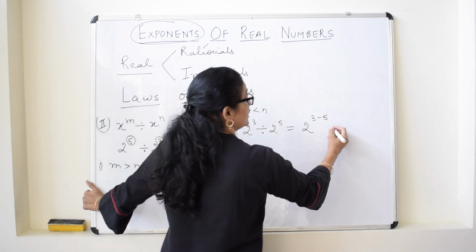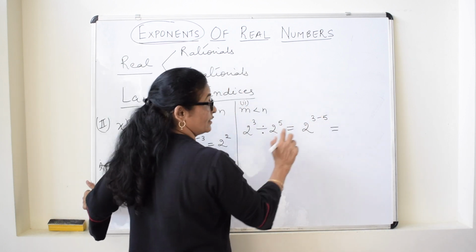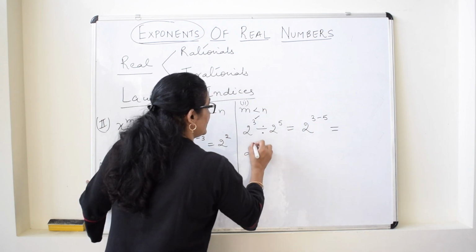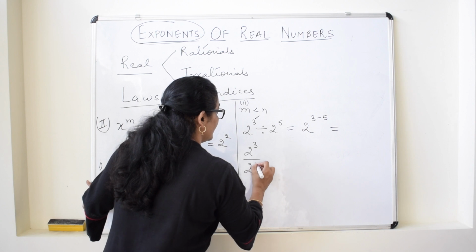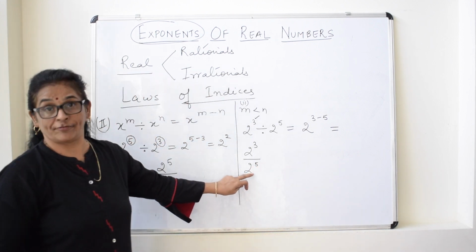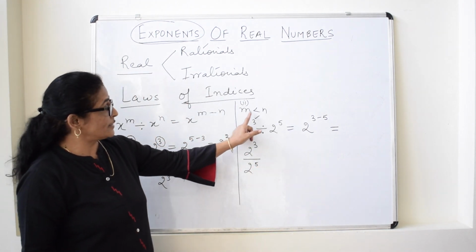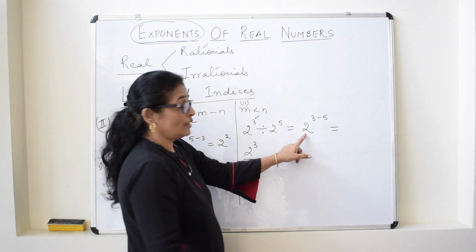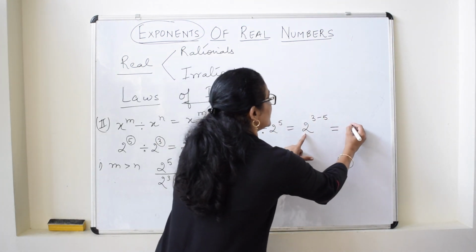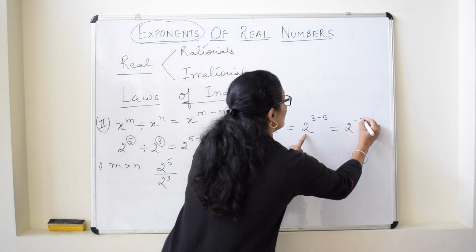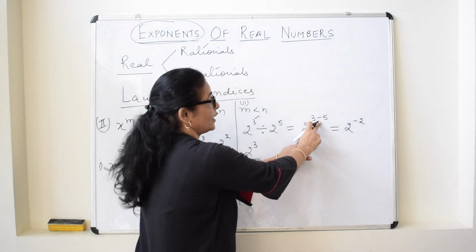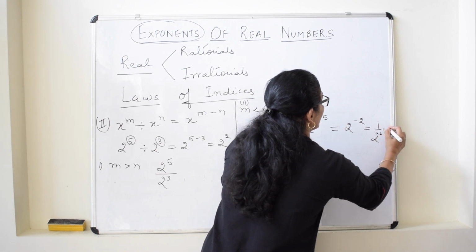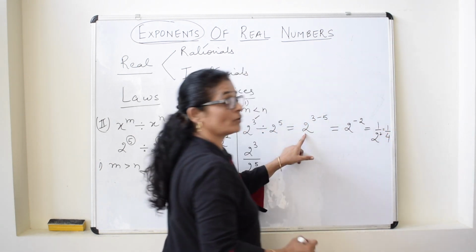Be careful, it is not 5 minus 3, it is 3 minus 5, because in this case m is 3 and n is 5. So m is less than n. But when we solve it by the law, it is giving us the result 2 raised to the power of minus 2, which will be rewritten as 1 upon 2 square, that is 1 upon 4.